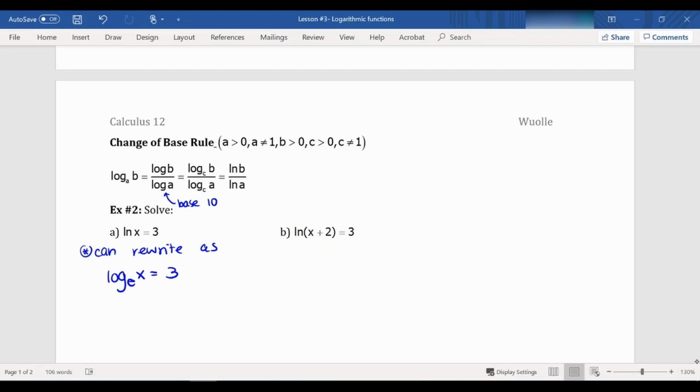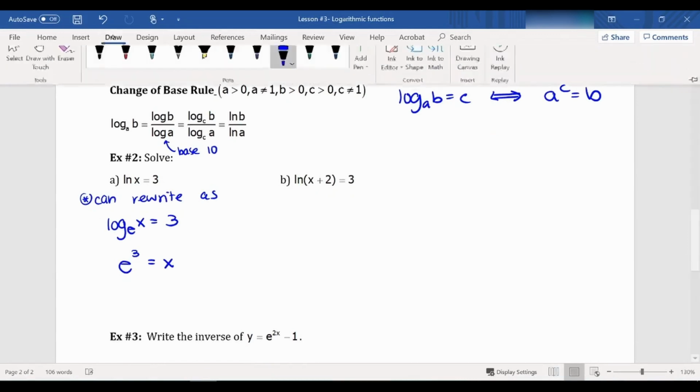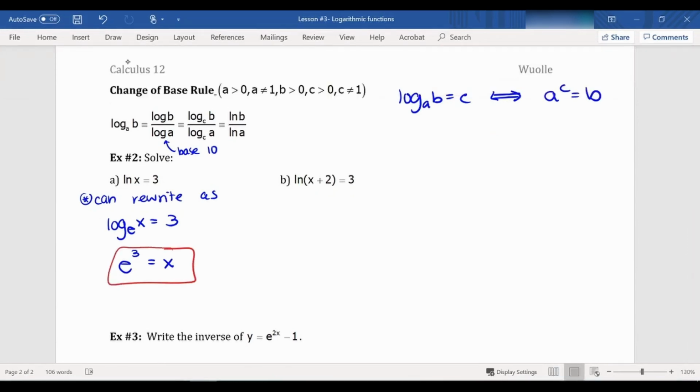So we've got log base e of x, or ln of x, equals 3. If I rewrite this in exponential form, I'm just going to write my rule on the top here so that we can move a little quicker without having to scroll back and forth. So my base here is e, my exponent would be 3, and my b value is x. So I'd have e to the 3 equals x, and we'll leave it like that. We're not going to plug that into a calculator.